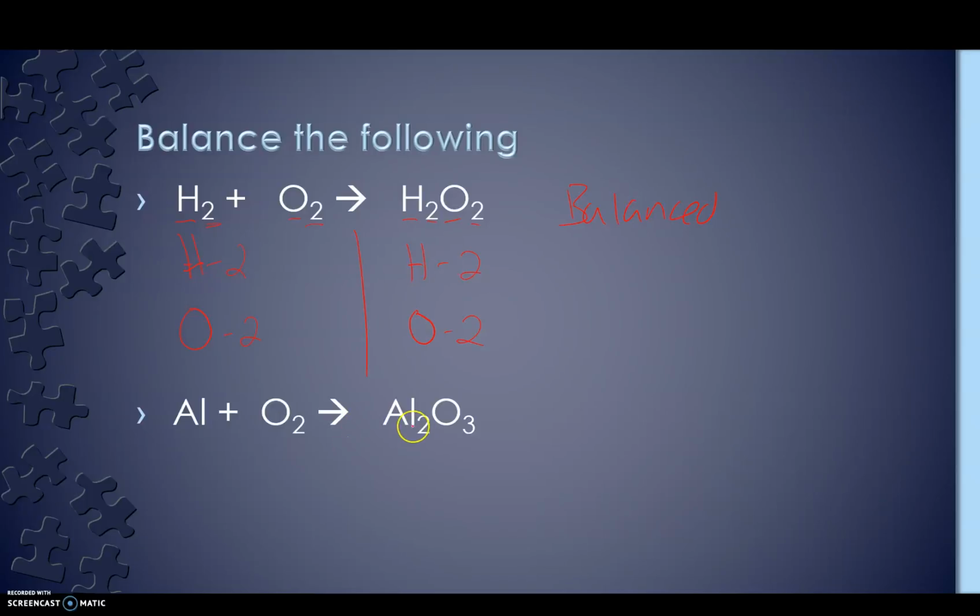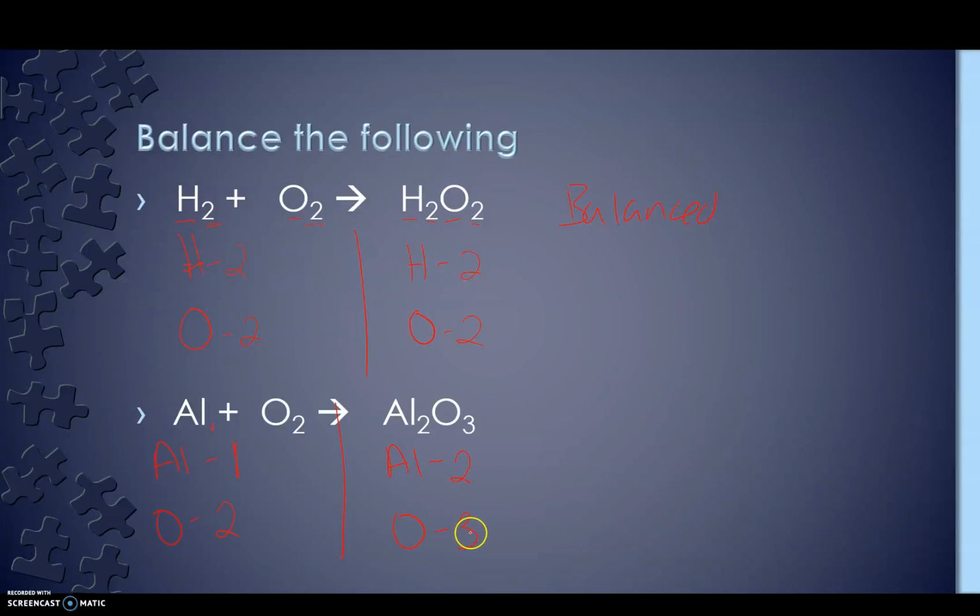So let's do Al plus O2 yields Al2O3. So again, we're going to write our elements, Al and O. On this side, we've got 1 aluminum and 2 oxygens. On the right side, we've got 2 aluminum and 3 oxygens. So the easiest way to go about this is you're trying to see the least common multiple of 3 and 2. So it's similar to what we've done before with our reactions.